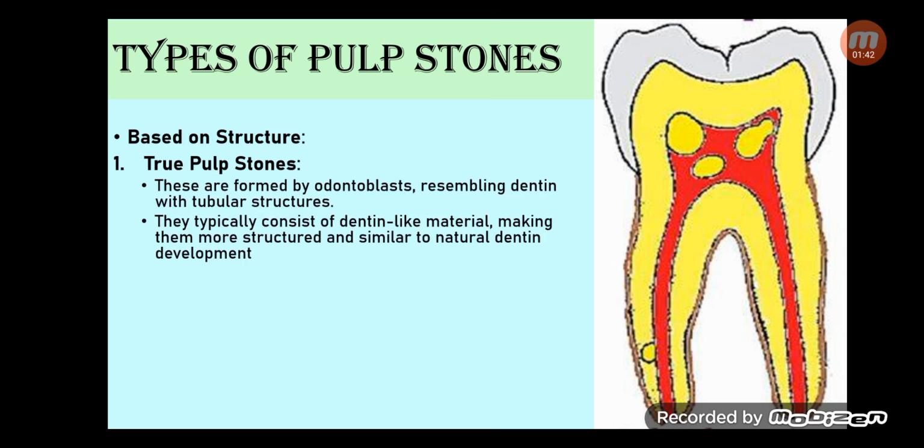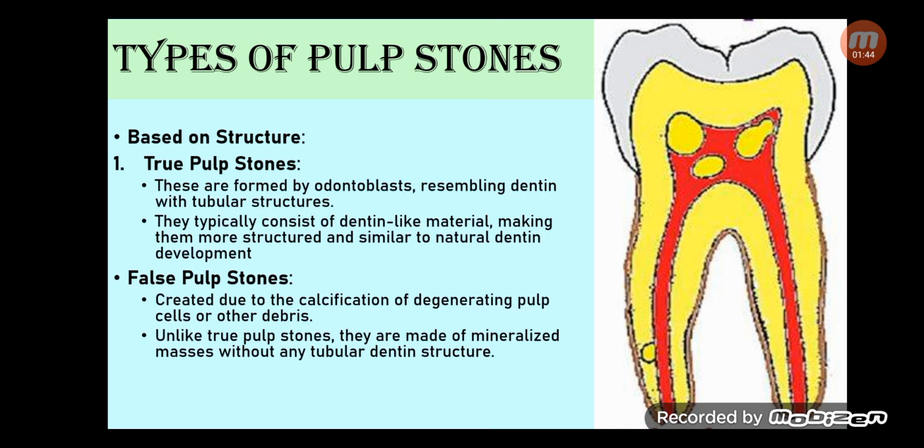Now we'll talk about the types of pulp stones. Based on structure, pulp stones can be divided as true pulp stones and false pulp stones. True pulp stones are formed by odontoblasts resembling dentine with tubular structure. They have tubular structure. This is an important thing. They, like the dentine, have tubular structure. They typically consist of dentine-like material, making them more structured and similar to natural dentine development.